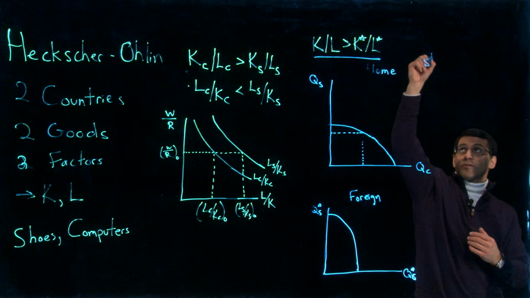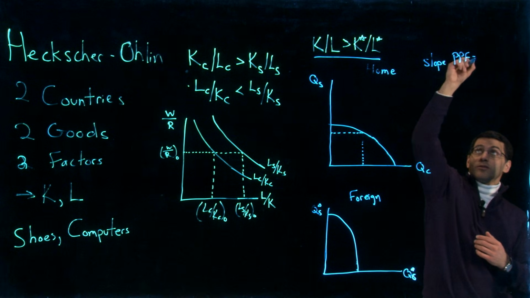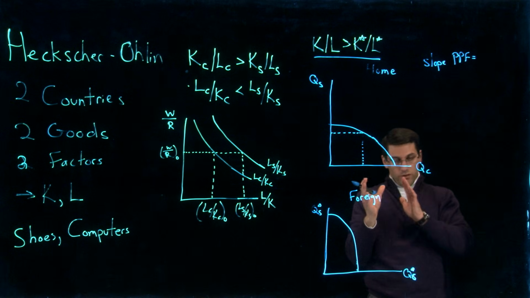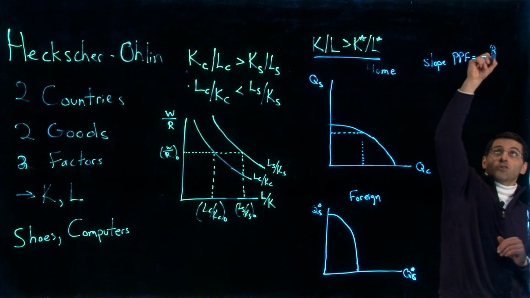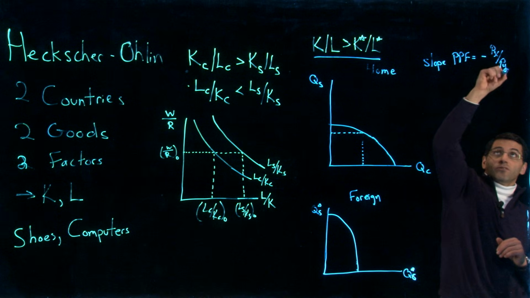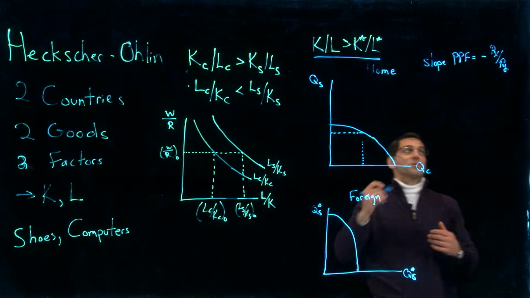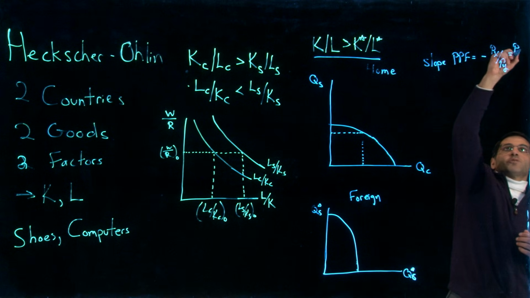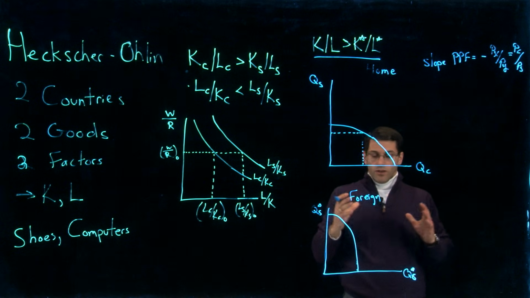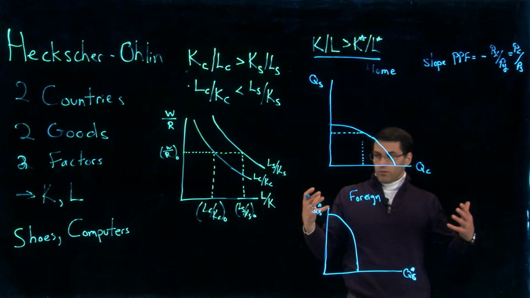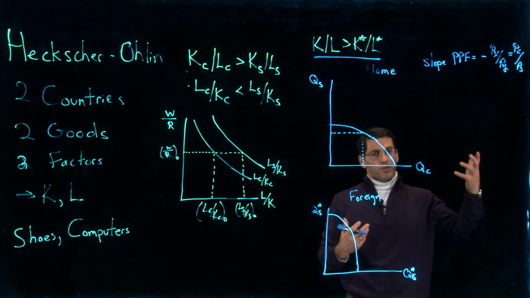The slope of the PPF in equilibrium, at least, will be equal to the negative of the price of the good on the x-axis relative to the good on the y-axis. So in our case, that would be PC over PS, the price of computers over the price of shoes. Okay? So the question, of course, is, well, where is that equilibrium going to be? What will the equilibrium relative price of computers be?